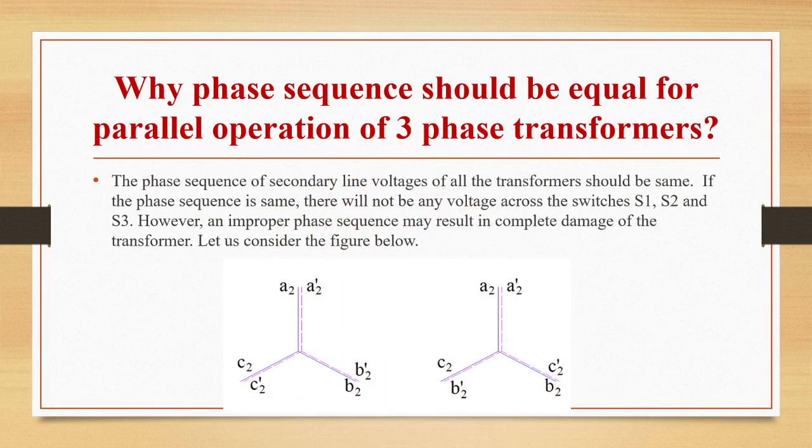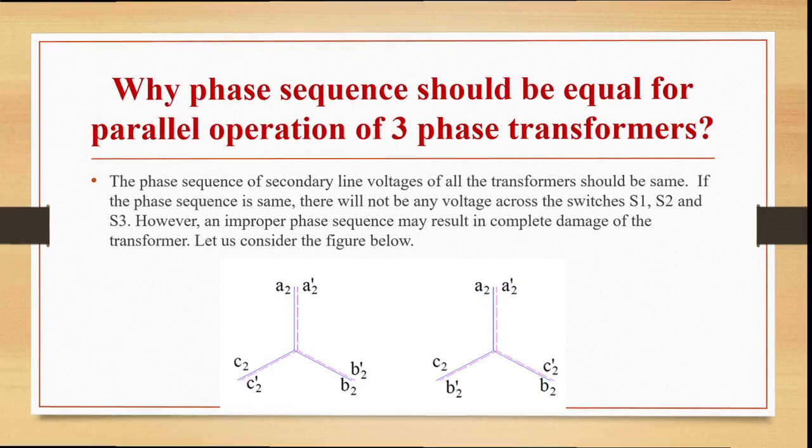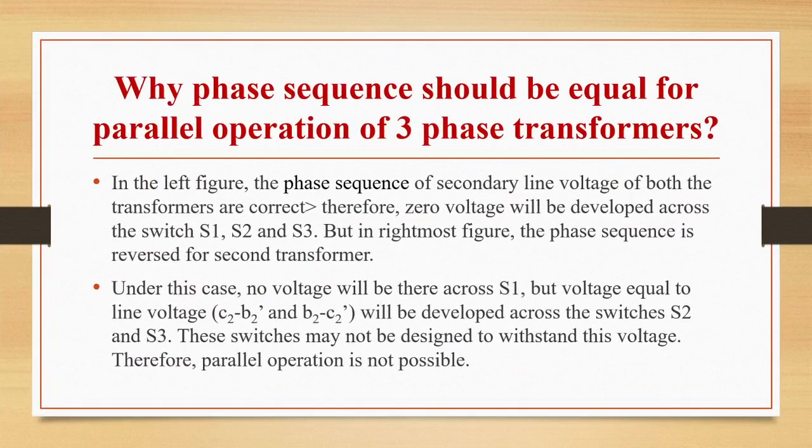Next question which can be raised is why phase sequence should be equal for parallel operation of three phase transformers. Phase sequence of secondary line voltages of all the transformers should be same. If the phase sequence is same, there will not be any voltage across the switches S1, S2 and S3. However, an improper phase sequence may result in complete damage of the transformer. Let us consider the figure below. So in the left figure, phase sequence of secondary line voltage of both the transformers are correct. Therefore, zero voltage will be developed across switch S1, S2, S3.